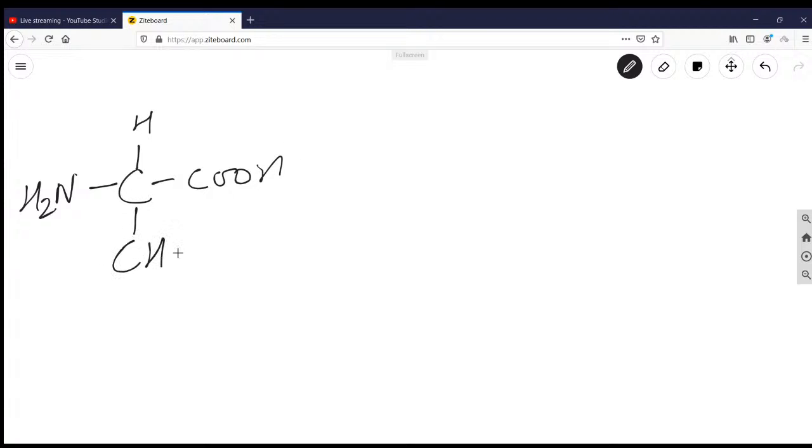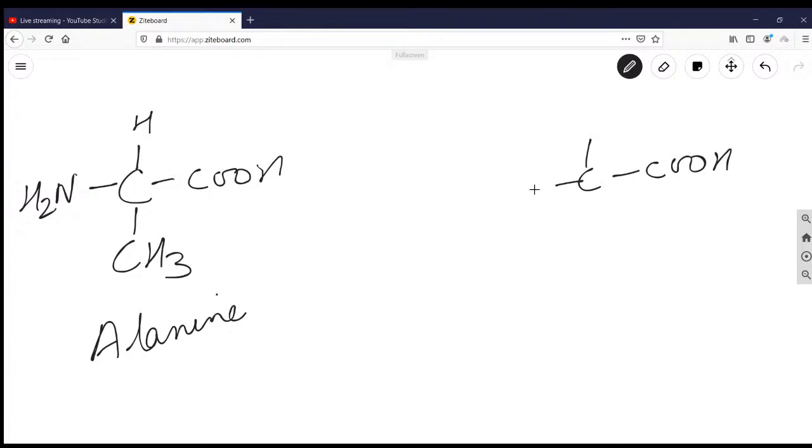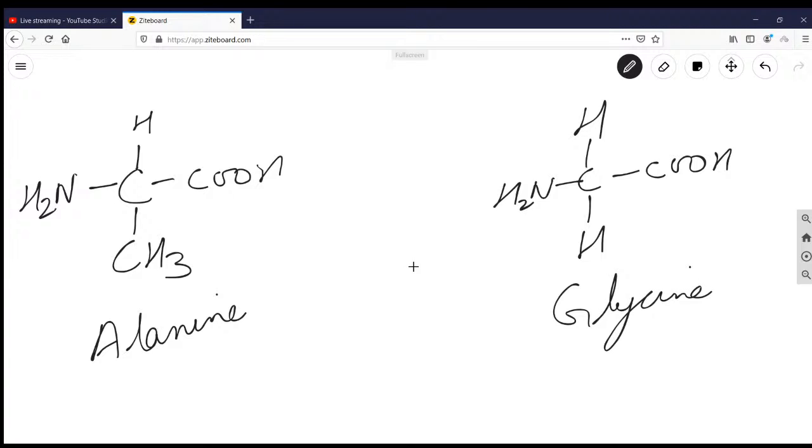Okay, suppose this is your alanine. This is how your alanine looks. And this one you can say is glycine. This is alanine, this is glycine. Now, what is the main difference between an alanine molecule and a glycine molecule? What do you see? The main difference between alanine and glycine?